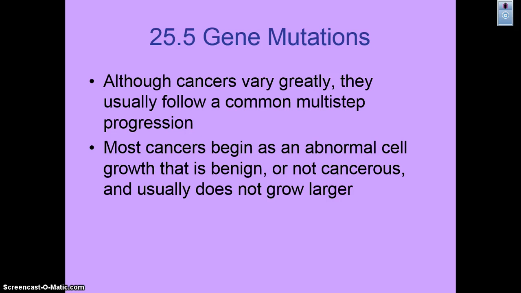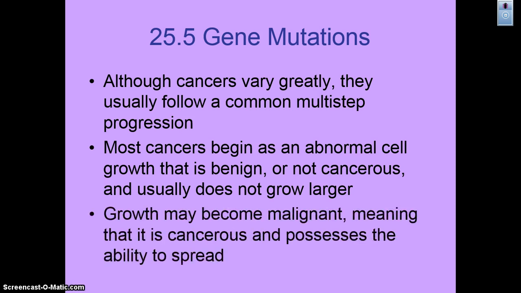Although cancers vary greatly, they usually follow a common multi-step progression. Most cancers begin as abnormal cell growth, and it's called benign, and benign means not cancerous, and it usually doesn't get much larger than what it is. Growth may become malignant, though, meaning that it can become cancerous and possess the ability to spread.